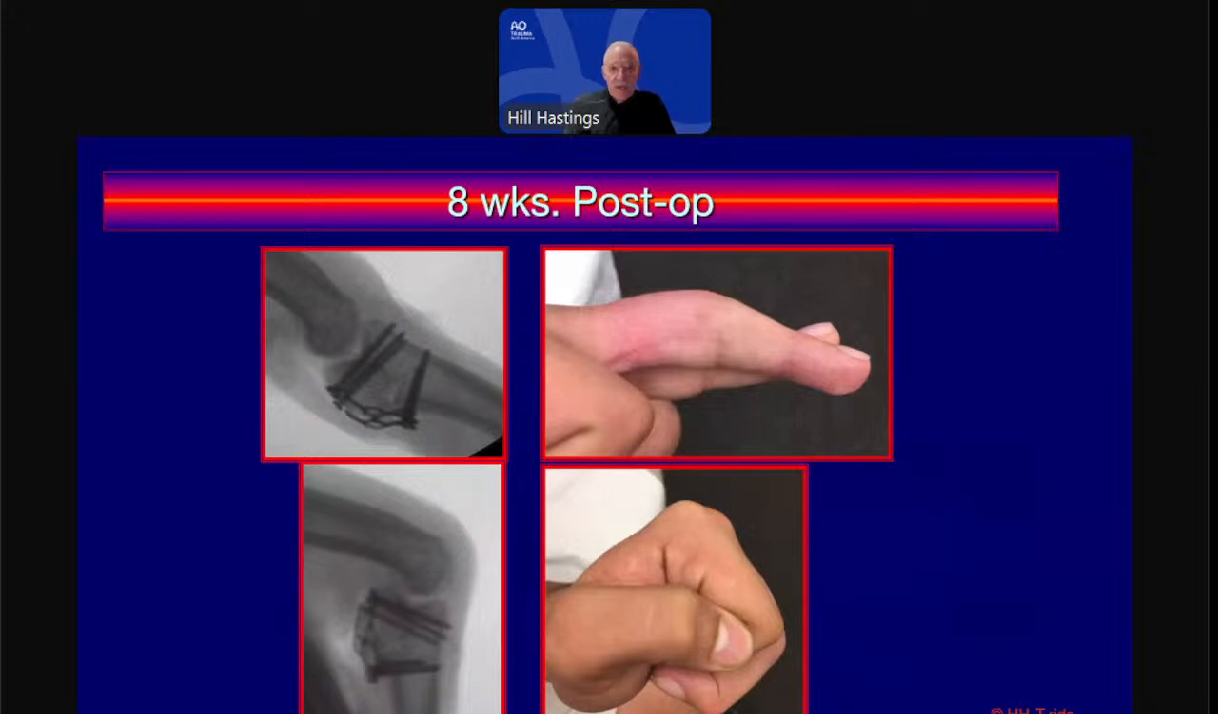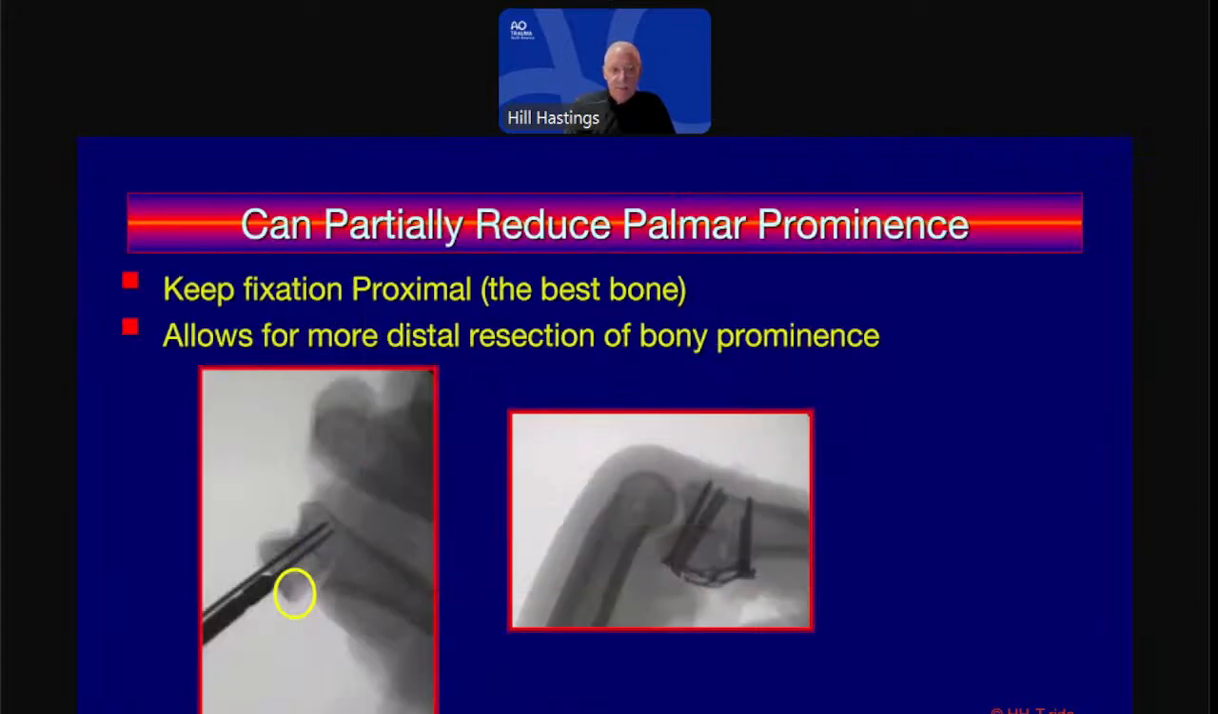So this is a hockey player. And this is his 8-week follow-up, and this is not too unusual. Gary can show us how to get out of this flexion contracture, but he was happy. If you keep your fixation proximal, that's the best bone, number one. Number two, it allows you to resect this bony prominence after you put the graft in.